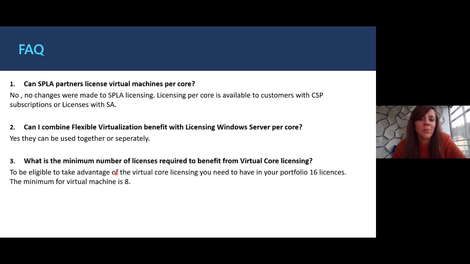What is the minimum number of licenses required to benefit from virtual core licenses? I've already mentioned it. It's 8, but you need to have 16 in your portfolio. So you need 8 core licenses per virtual machine, but you need to have in your portfolio 16 licenses.